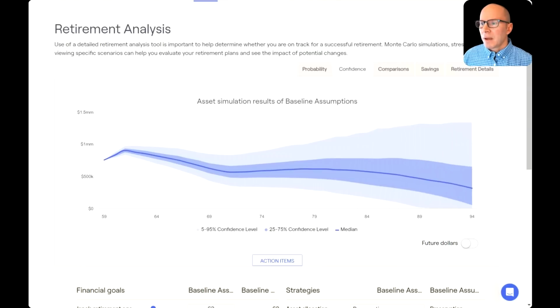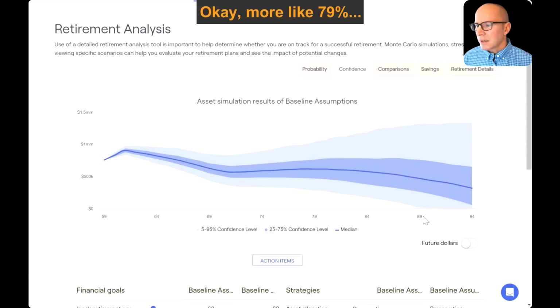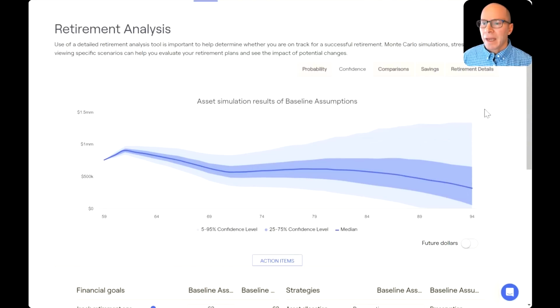And what does that mean? Well, a Monte Carlo analysis might generate 1,000 different runs in terms of what the markets are going to do. So this widening cone is sort of the range of outcomes you might have. And in this case, I believe she was at about 89% odds of success. So that means out of every 1,000 different hands of cards, 89% of the time, she would end up with money left over in accounts.